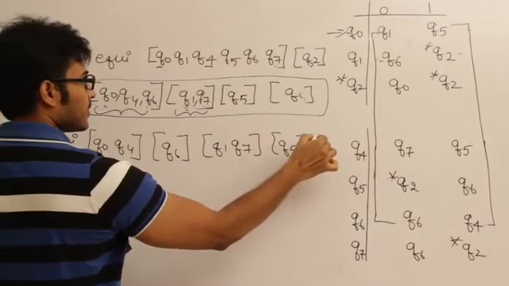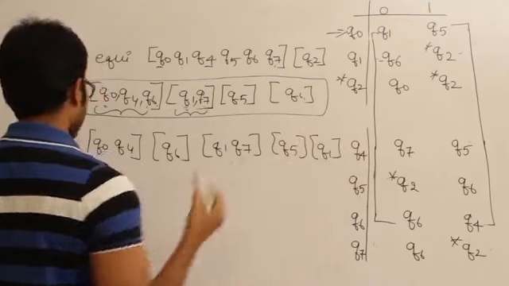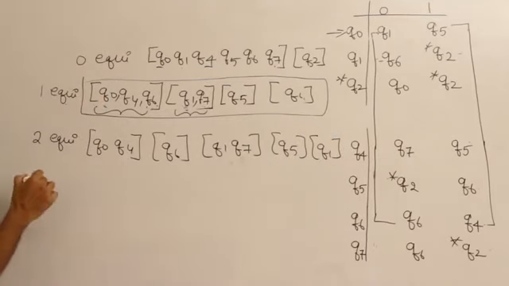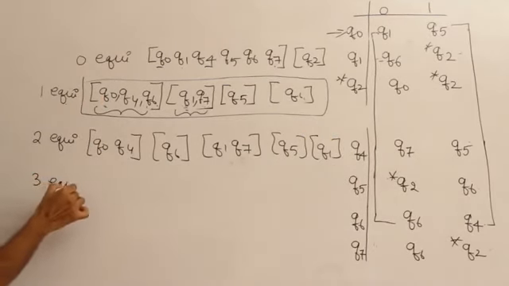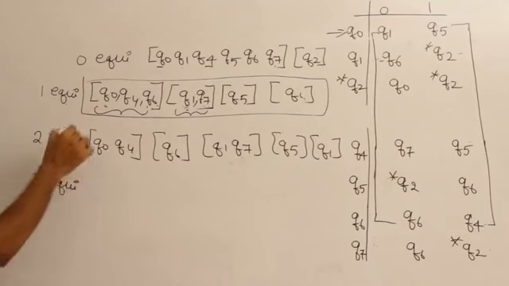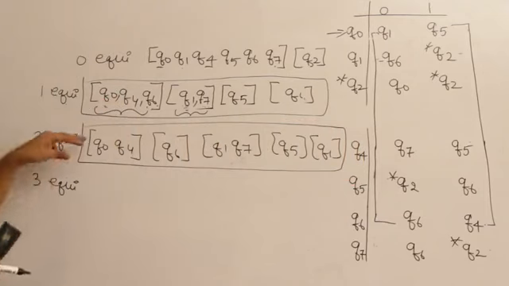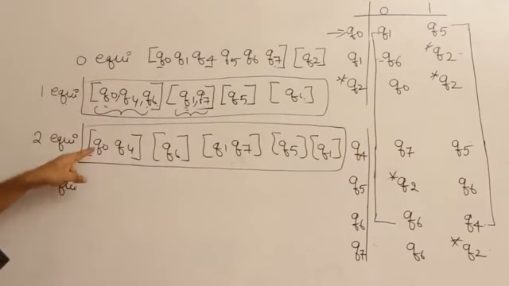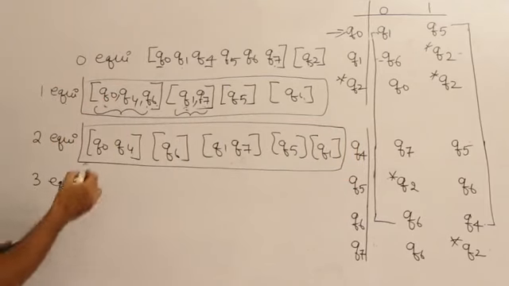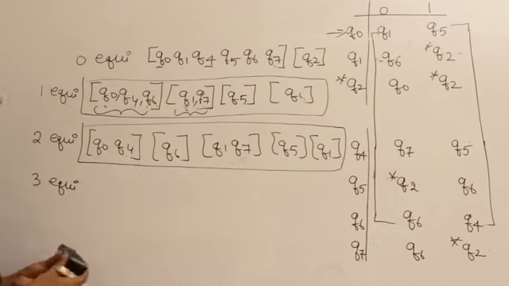Couple for life. Okay, fine. And now let us talk about three equivalent. In order to talk about three equivalent, we have to look at two equivalent only. So don't go to one equivalent or zero equivalent, just look at this one and you have to answer it, right? Let us see if Q0 and Q4 are equivalent or not.